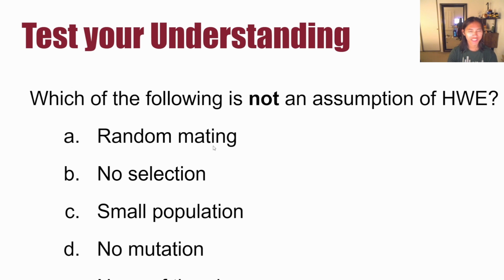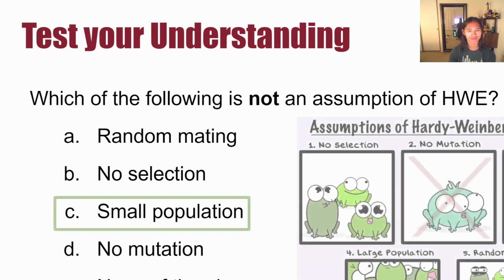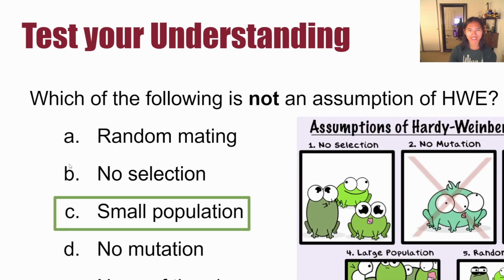Which of the following is not an assumption of HWE? I'll give you a second. Small populations is not an assumption of the Hardy-Weinberg equilibrium. Because small populations are more prone to genetic drift, some mutations can be fixated more, some alleles will be lost, or at least the genetic frequencies are going to be changed, thereby disrupting the equilibrium.